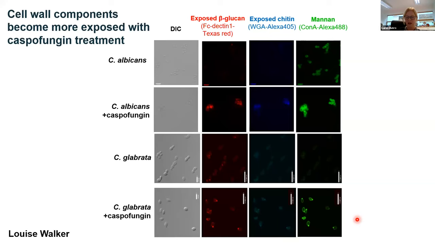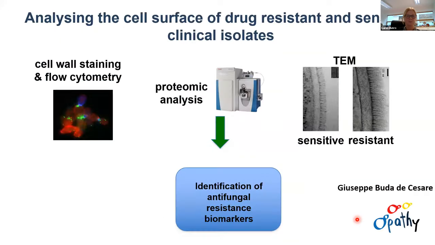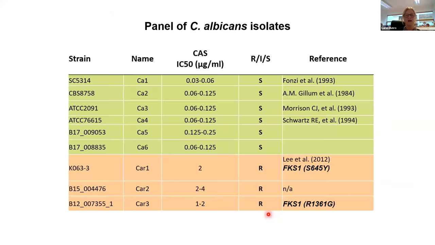So we wanted to investigate this in more detail, looking at the mechanism. And I'm going to explain to you now the PhD project of Giuseppe Buda De Cesare, which was funded by the Opathy EU network. Giuseppe looked at a number of different clinical isolates that were drug sensitive and resistant, and used all our different techniques to try and analyze the cell wall of these different isolates with the aim of trying to identify a biomarker for antifungal resistance. So we had a panel of isolates, six that were sensitive to echinocandins and three that were resistant to echinocandins. And for two of these, at least, we knew that they had hotspot mutations in FKS1 that confer that resistance.